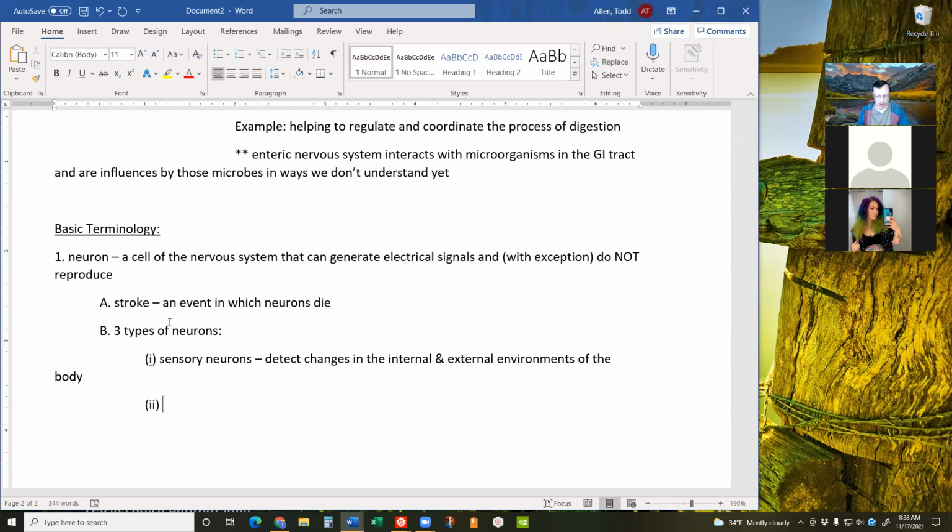In addition to the sensory neurons, of course, we have the motor neurons. These are the ones that are going to elicit instructions to effectors.